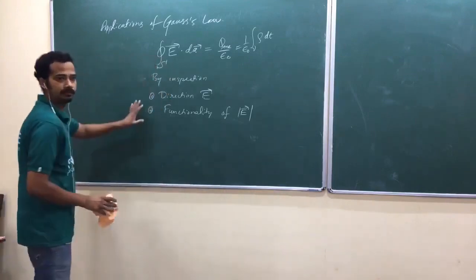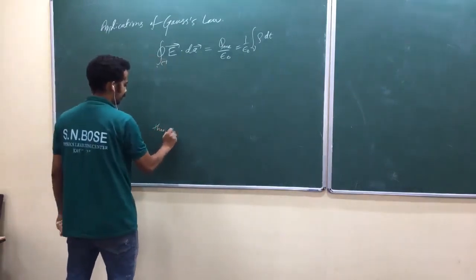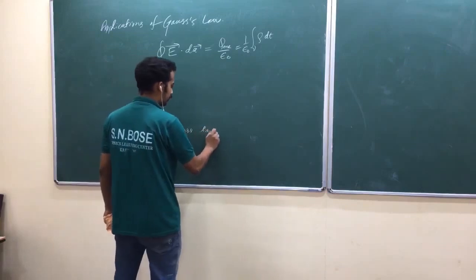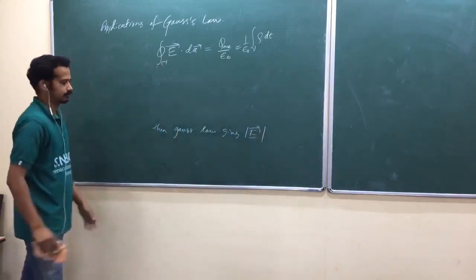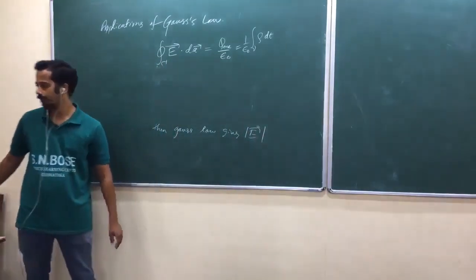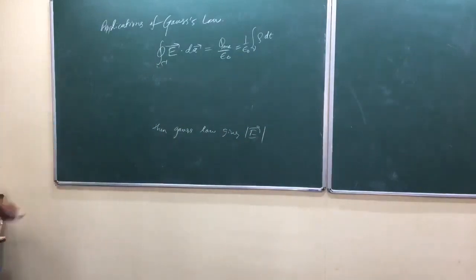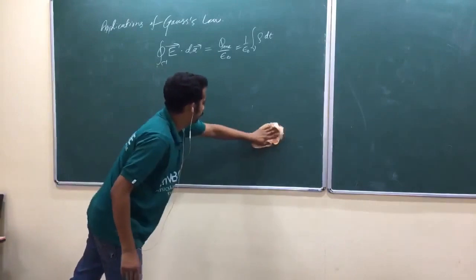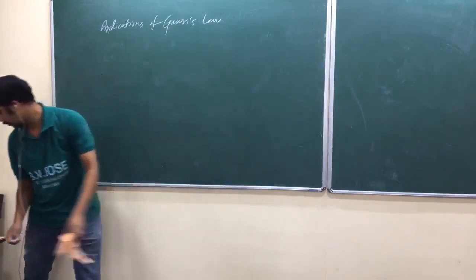The question is okay? Yeah. Gauss law, yeah, just continue. Then Gauss law gives the magnitude of the electric field. Gauss law means the magnitude of the electric field. So Gauss law gives only the magnitude of the electric field. Now let me start with the question.